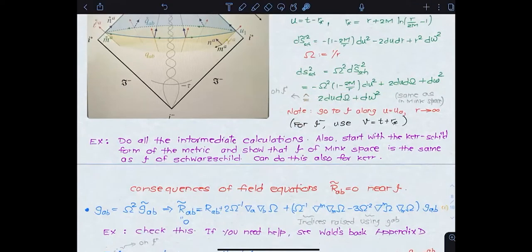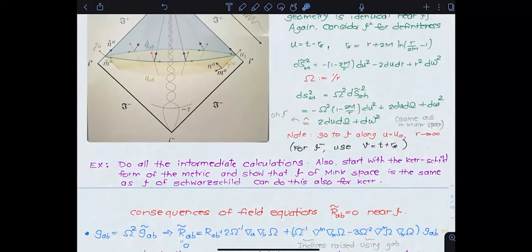And at scri, omega vanishes. So this hat here just means equality that holds at points of scri. On scri, this term goes away because omega is equal to 0, and you get a metric which looks exactly like the Minkowski metric. So the metric at scri looks pretty universal.